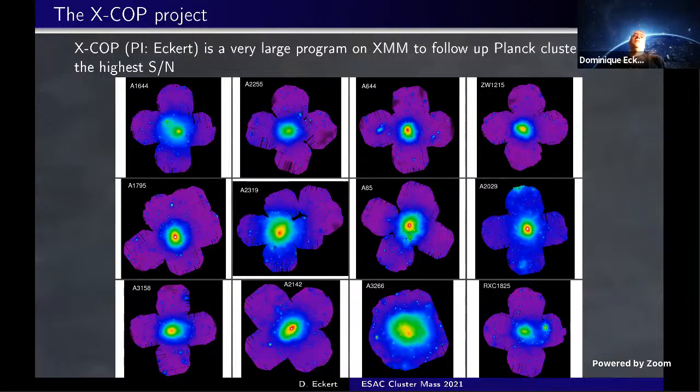So to do that, we started a project called the XMM Cluster Outskirts Project, XCOP, which is a former large program on XMM where we observed 12 clusters that were selected from the Planck All Sky Survey, and they are local clusters at redshift between 0.04 and 0.1 with very high signal to noise. So they are the highest signal to noise detections in the Planck survey. And what we've done was to get a large number of observations that you can see here. As an example, we have one central pointing and then 4 offset pointings in order to cover the entire cluster out to its virial radius and beyond.